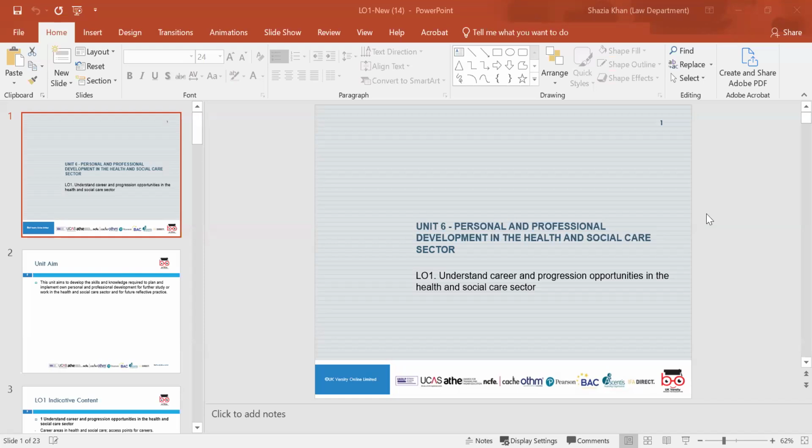The unit is there to develop your skills and knowledge to plan your own personal development for any further study or work within the health and social care profession. It also looks at future reflective practices. The unit has 4 learning outcomes: learning outcome 1 today, learning outcome 2 tomorrow, then next weekend learning outcome 3, learning outcome 4 on Sunday, and then the assignment discussion. So you have 5 sessions, and the assignment discussion will go through what is expected of you in the assignment.